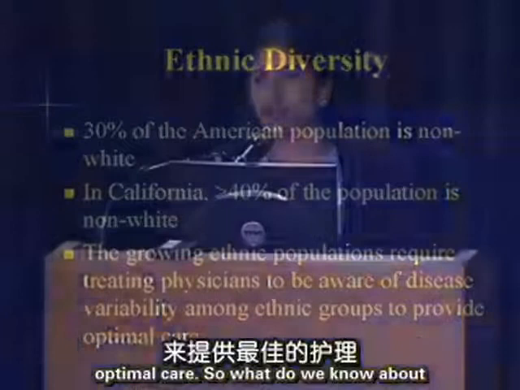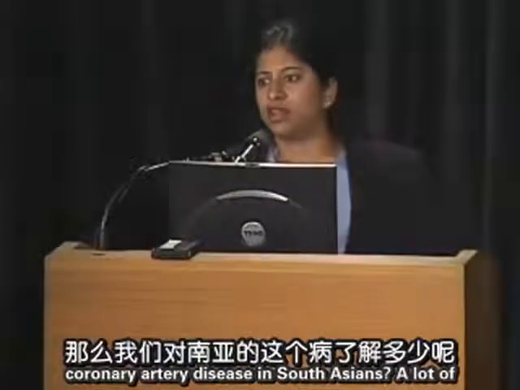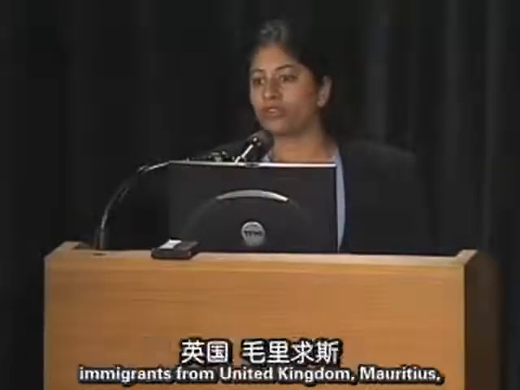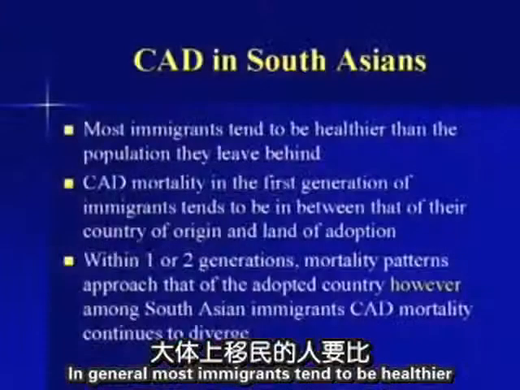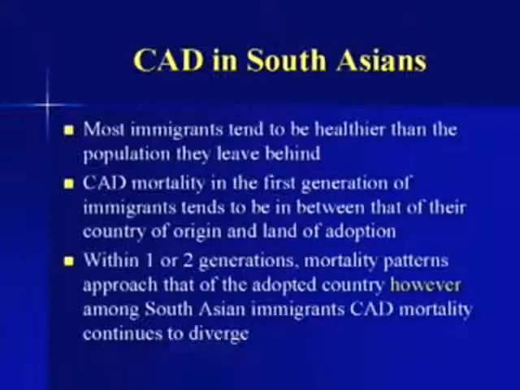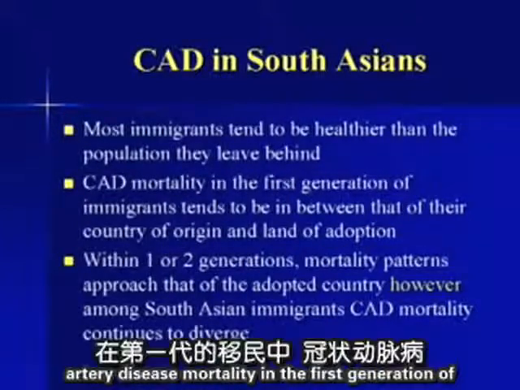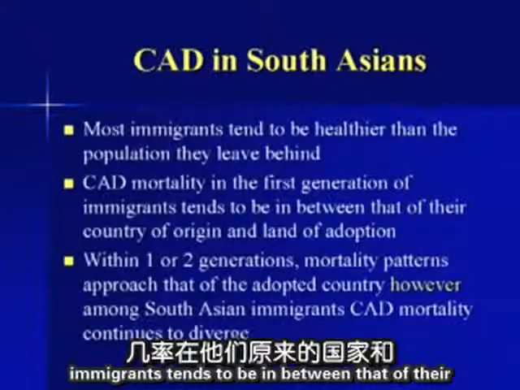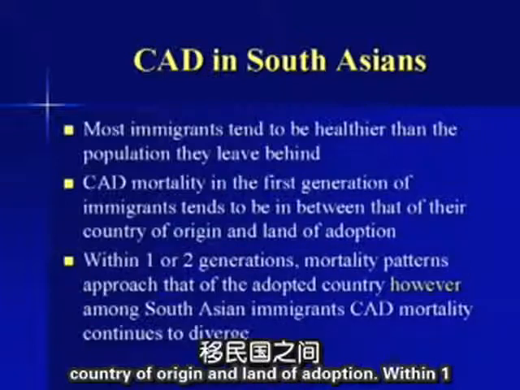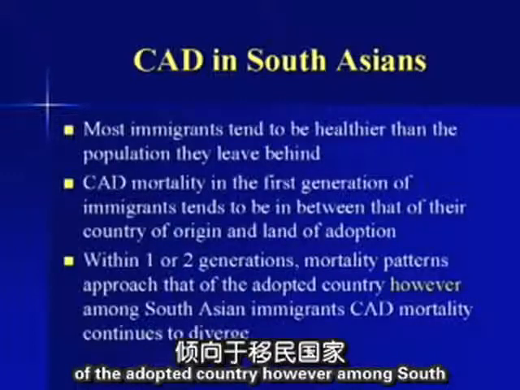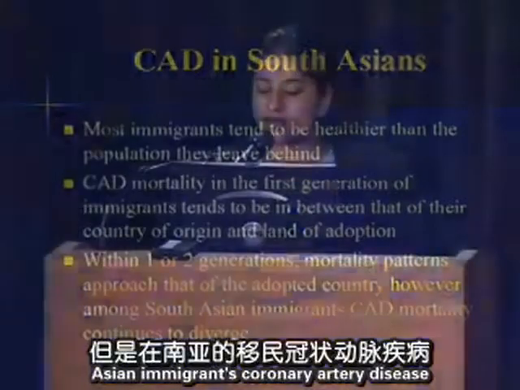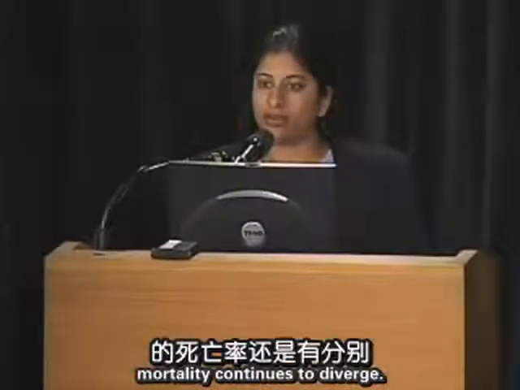care. So what do we know about coronary artery disease in South Asians? A lot of what we do know comes from reports of immigrants to countries such as the United Kingdom, Mauritius, Trinidad, and South Africa, and Fiji. In general, most immigrants tend to be healthier than the population they leave behind. Coronary artery disease mortality in the first generation of immigrants tends to be in between that of their country of origin and land of adoption. Within 1 or 2 generations, mortality patterns approach that of the adopted country. However, among South Asian immigrants, coronary artery disease mortality continues to diverge.